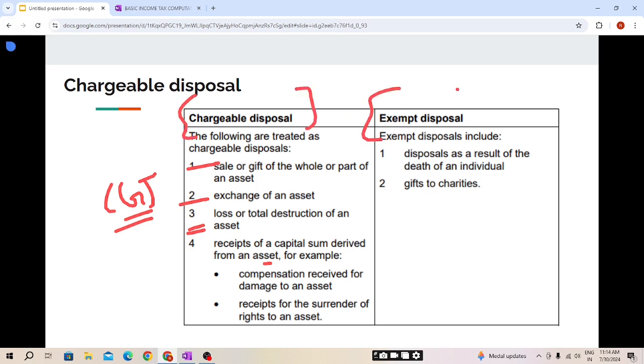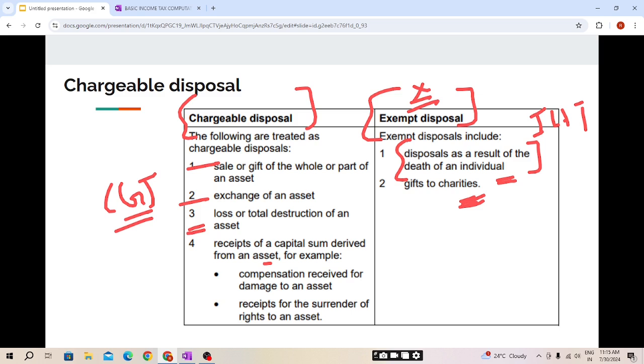Now coming to the exempt disposals, the disposals which are exempt from CGT. Disposal as a result of the death of an individual, and gifts to charities. So students, if the assets are sold when a person dies or transferred, it will be exempt from CGT. This will be covered under the IHT. And gifts to charities. If we are gifting some assets or some amount of money to the charity, it will be exempt.